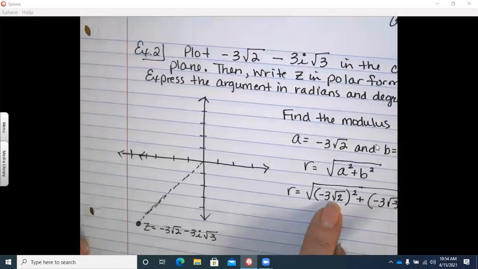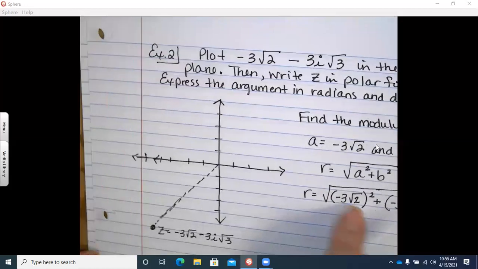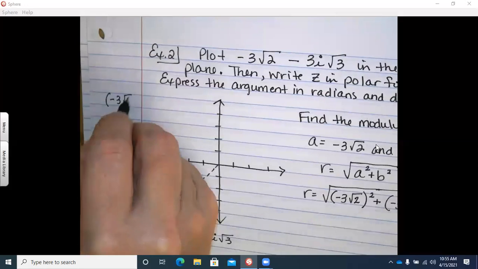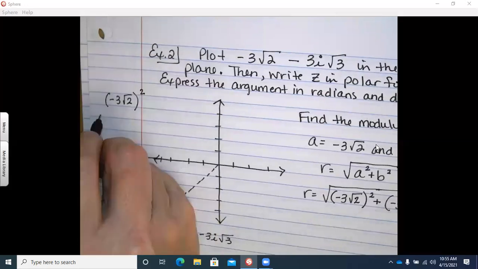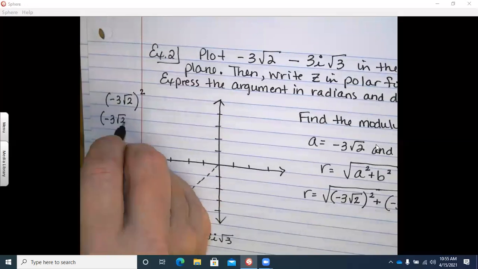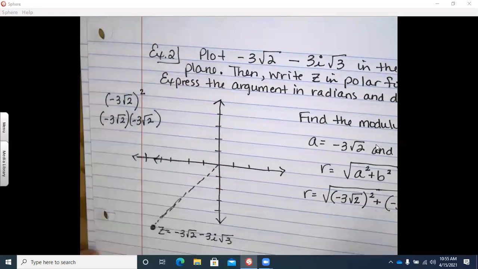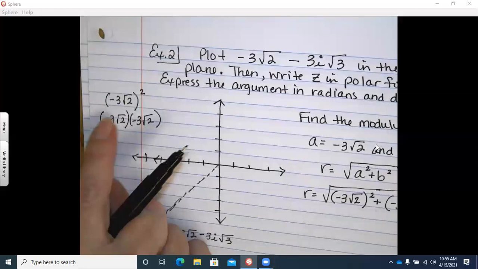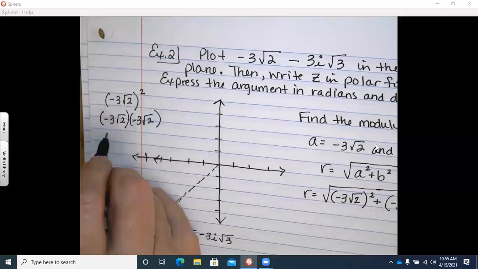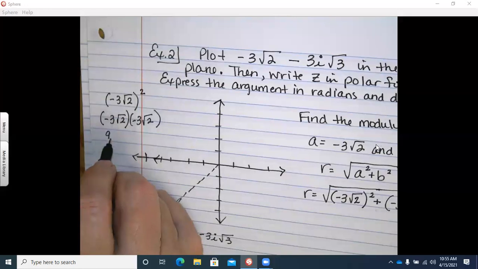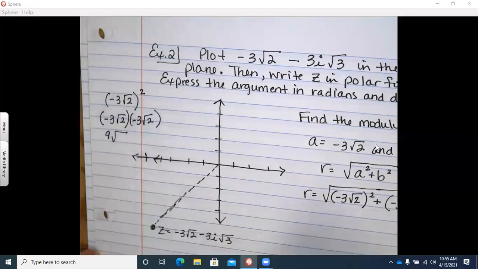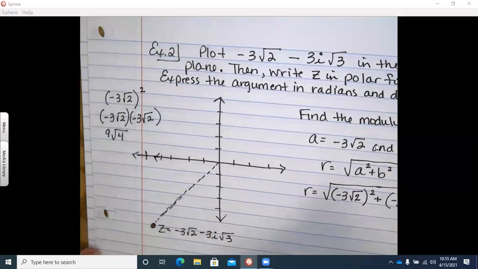I'm going to come over here to the side where I have some room. So negative 3 square root of 2 quantity squared means negative 3 square root of 2 times negative 3 square root of 2. When I multiply and I have radicals, multiply the coefficients together. That's on the outside. What's negative 3 times negative 3? Positive 9 times the square root. Multiply what's under the radicals together. 2 times 2 is 4. Well, isn't 4 a perfect square? What's the square root of 4? Times the 9 that's on the outside is 18.